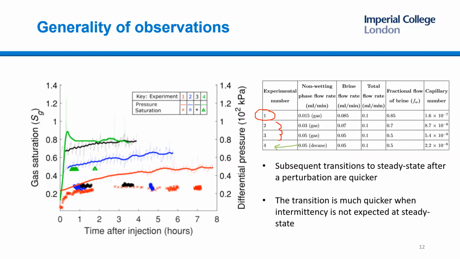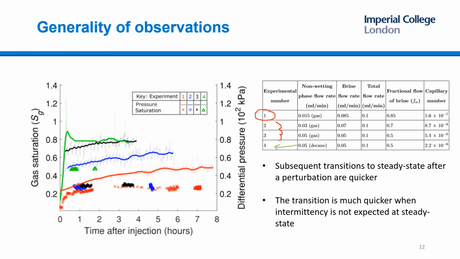And what we can see with these results is that for these subsequent perturbations of gas, so experiments number 2 and 3, we saw a much quicker transition to steady state. So when you're first initiating the gas into the porous medium, the transition to steady state is quite slow. However, subsequent perturbations will be much quicker. And what we also observed is that the transition to steady state is much quicker when no intermittency is expected under steady state. So because the viscosity of decane is much higher, we would actually expect less intermittent pathways at steady state.